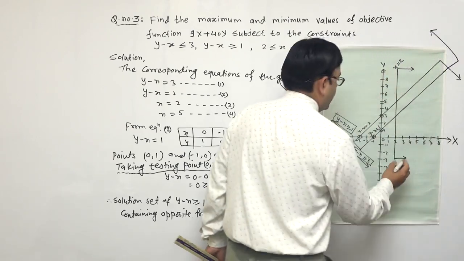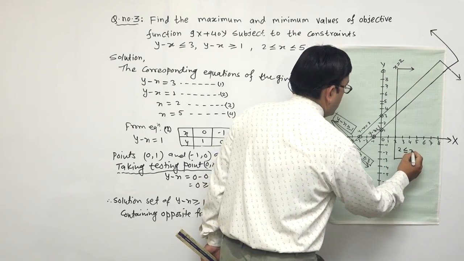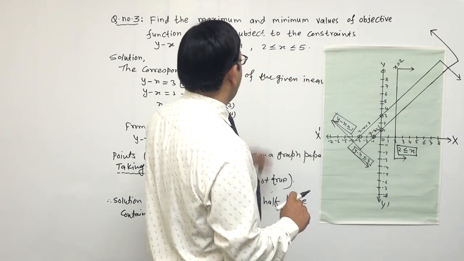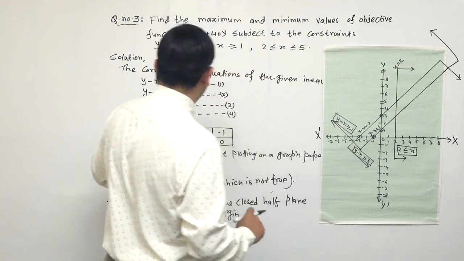And then this part we can represent as 2 is less than or equal to x. It represents this area. Again we have x is equal to 5.